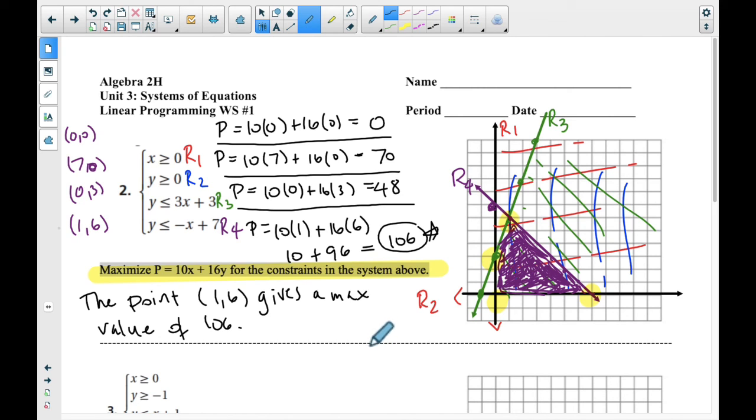For now, all you need to know is you have to graph, shade, find the vertices, and each vertex then needs to be plugged in to this maximizing function. That's what this is called. It's called a maximizing function, to see which point will give us the actual maximum value, and what is that maximum value. And in this case, it was the point (1, 6) that gave a max value of 106.